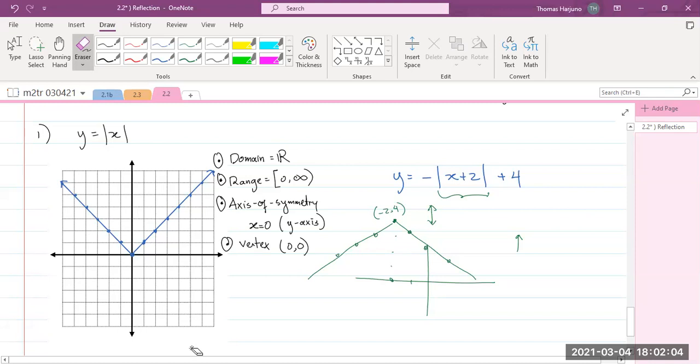In fact, by the end of test 1, you have at most 5 seconds to imagine what the graph of this equation looks like. You look at that, you know what to do. Okay, 2 to the left, upside down, up 4. So the vertex will be boom, boom.